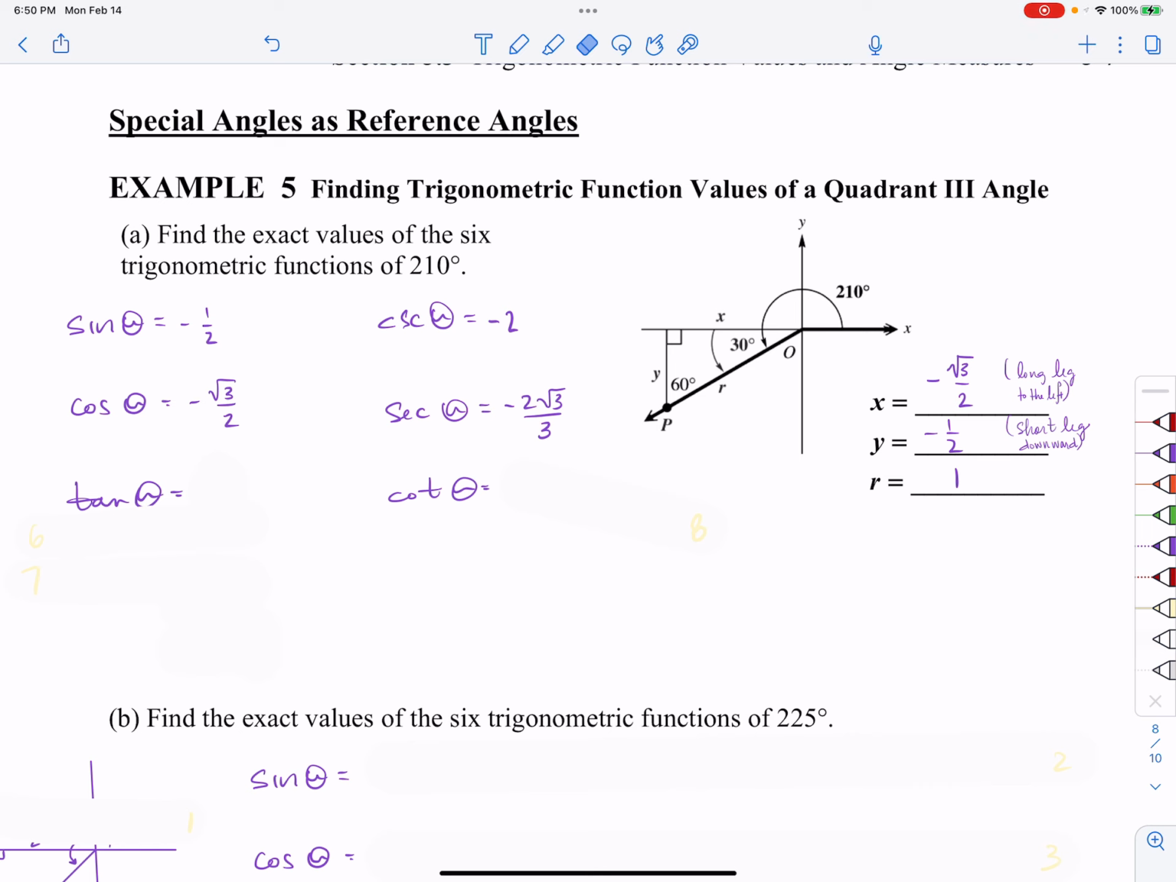To get tangent, remember this is going to be opposite over adjacent. So this is going to be my y value over my x value. So it'll be -1/2 over -√3 over 2.